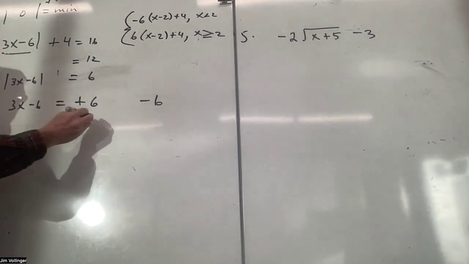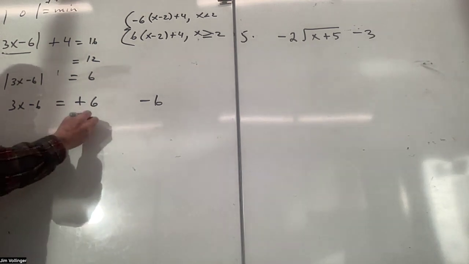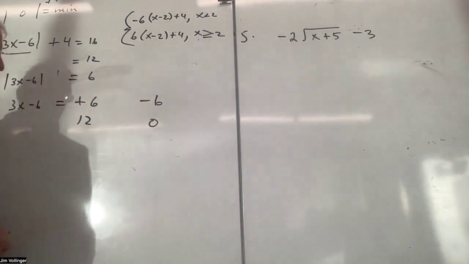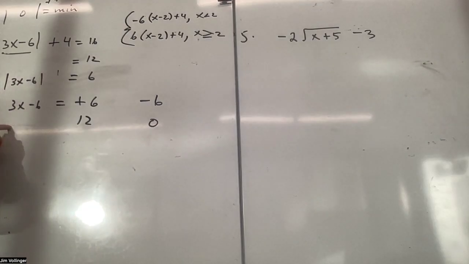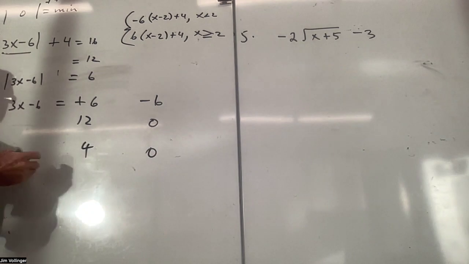Let's add 6. That makes that 0. Oh, that makes it 12. Excuse me. That makes that one 12. Let's add 6 to this side. That makes that one 0. Let's divide by 3. That makes that 4. That makes that 0. What's in between 0 and 4?